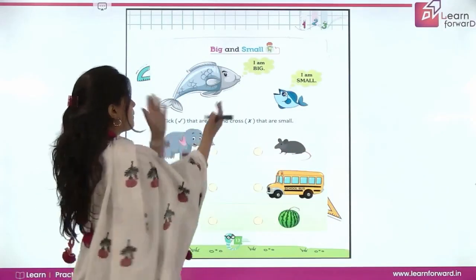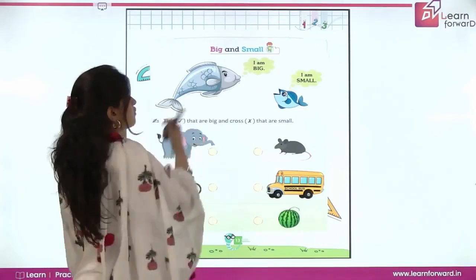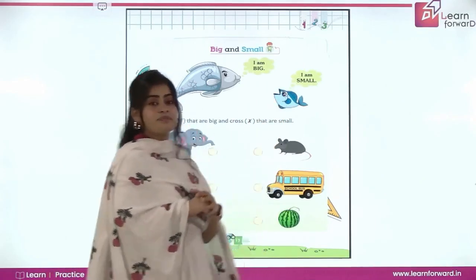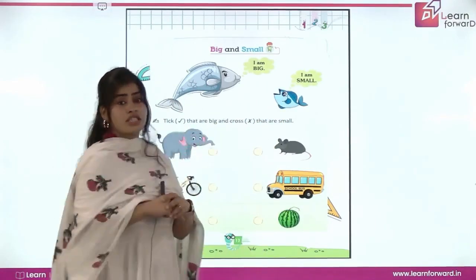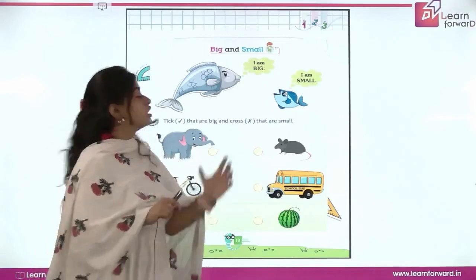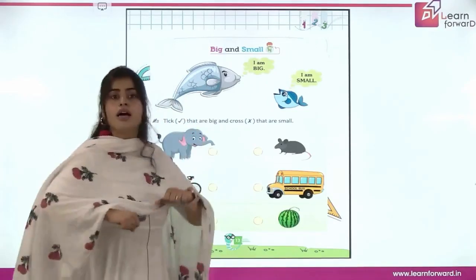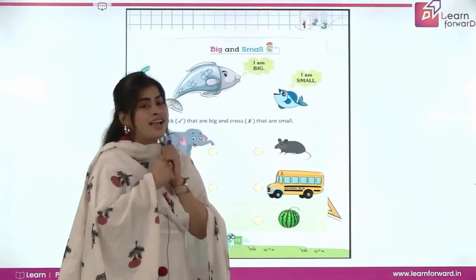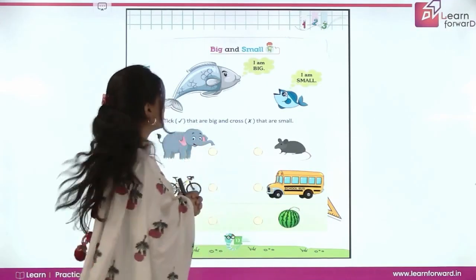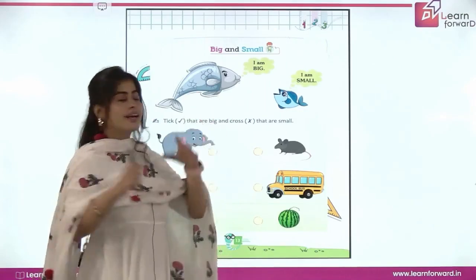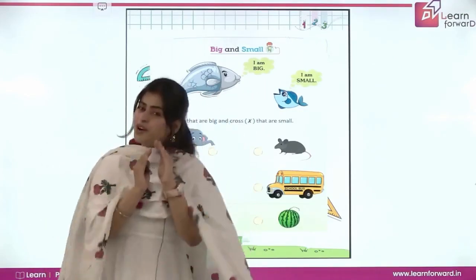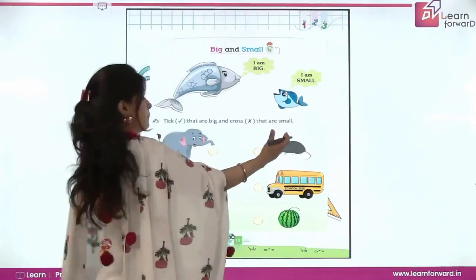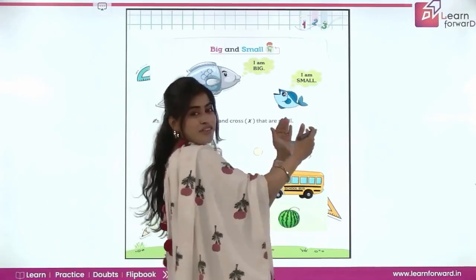Now, can you see here? This is a fish. And then we have another fish over here. So, the big fish is saying, I am big. And this fish is saying, I am small. So, this fish is big and this fish is small. Big fish, small fish.